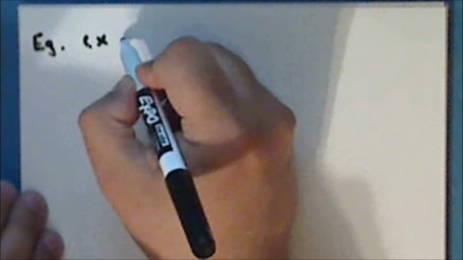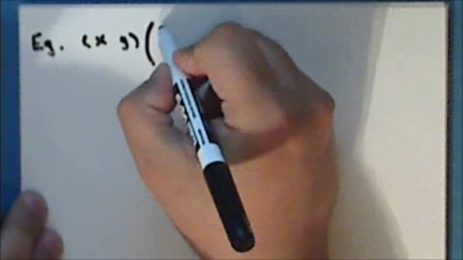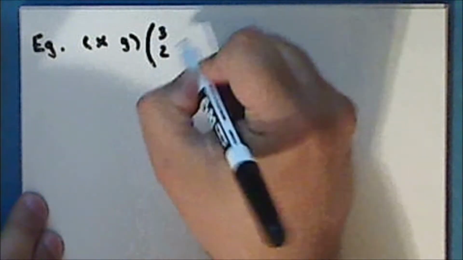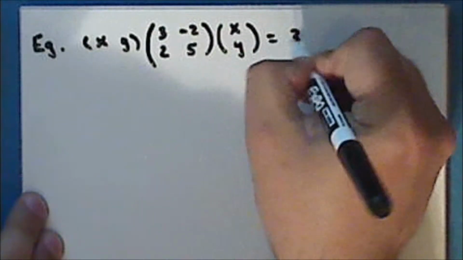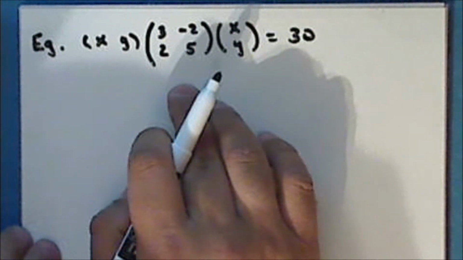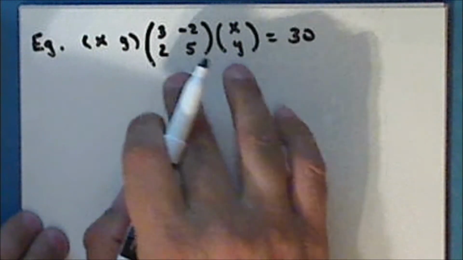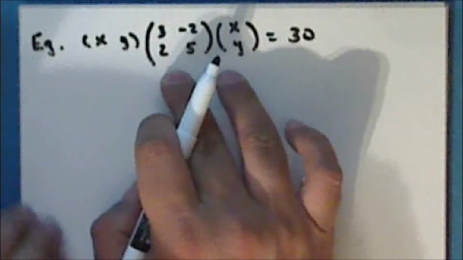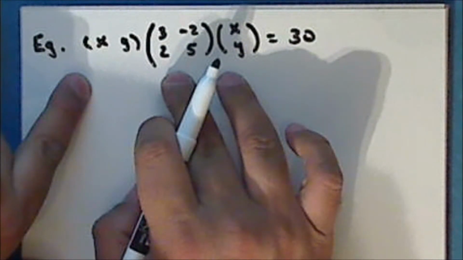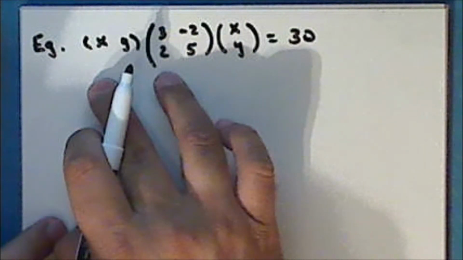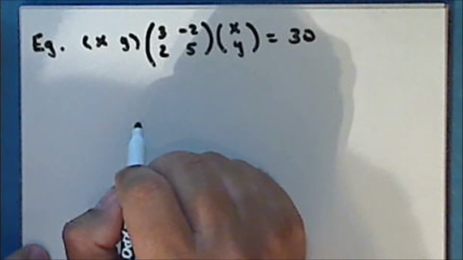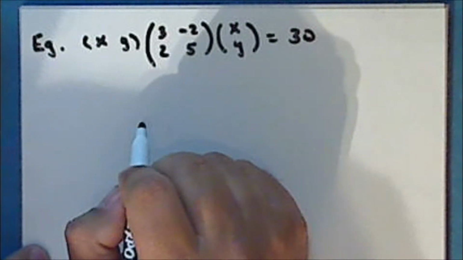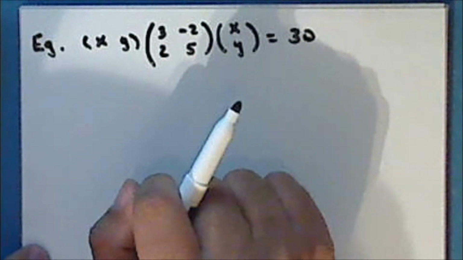And in the first exercise, we have the equation, the row vector x, y, times the 2 by 2 matrix with columns 3, 2, negative 2, 5, times the column vector x, y is equal to 30. Now, because matrix multiplication is associative, we can either multiply the last two matrices and then pre-multiply the result by the first, or we can multiply the first two matrices and then post-multiply the result by the third. In either case, we have the degenerate 1 by 1 matrix, which is algebraically equivalent to a scalar. So let's choose to group the last two matrices.